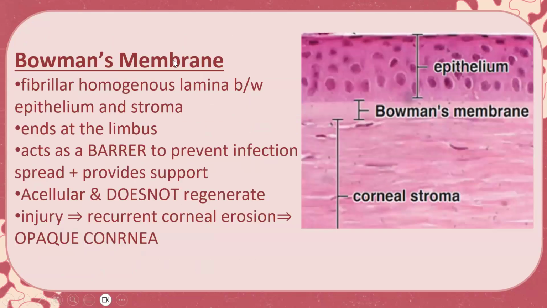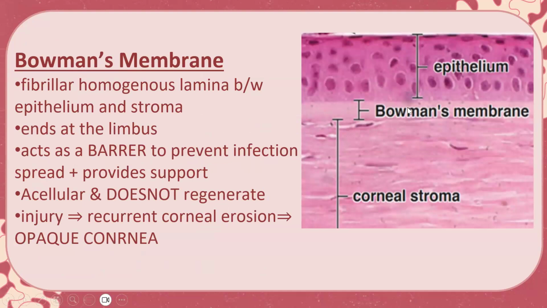Now the next layer of the cornea is the Bowman's membrane. Again, Bowman's membrane is acellular, it is avascular, it doesn't have regenerative ability, and it is the line between the corneal epithelium that we just discussed and the corneal stroma, which we are going to discuss in the next slide. So three things: it is acellular, it is avascular, and it does not regenerate.